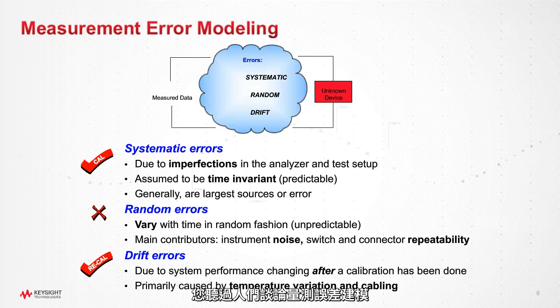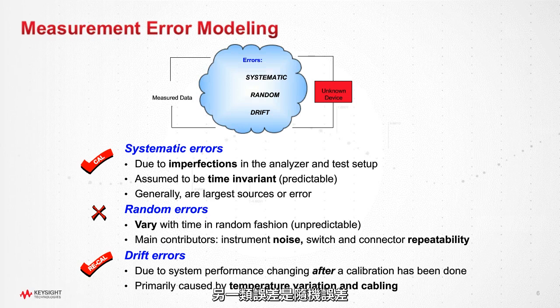So you'll hear people talk about things called measurement error modeling. There are basically three categories of error when you talk about a vector network analyzer. The systematic errors are due to imperfections in the hardware of the analyzer and the test setup. So these are time invariant, so we can predict these. Fortunately, these are generally the largest sources of error that we can remove with calibration. So this is the main goal of doing a calibration.